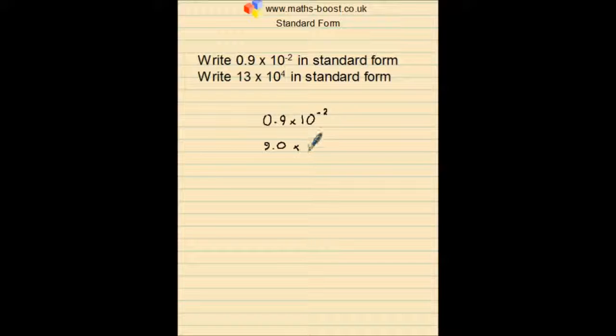Now for this to be the same number, if I've made this bigger, then it follows I must make this smaller. And you can look at it either way. I've made it 10 times bigger, so this must be 10 times smaller, or I've moved this one place value, and so I must move this one place value. But it's always got to be the opposite. So this has been made bigger, so this is going to have to be made smaller, and you should know that I'm going to make it more negative to make it smaller, so it'll become -3.